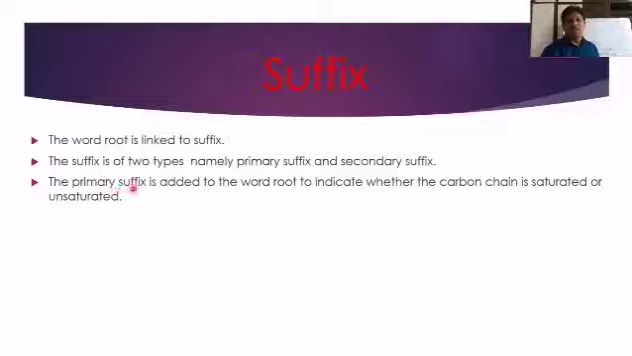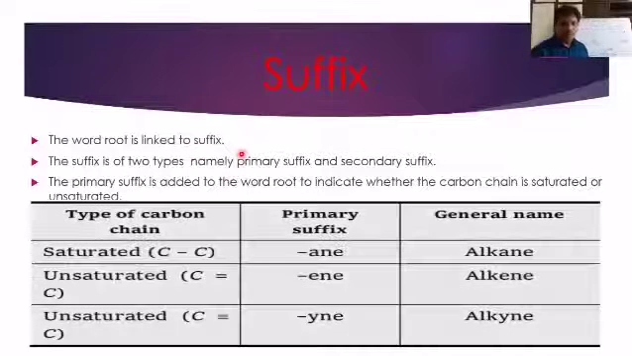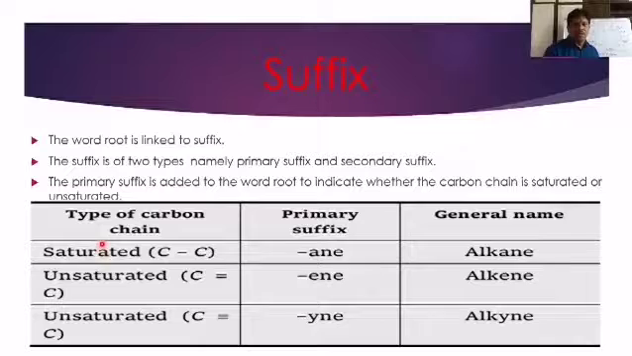Primary suffix. This primary suffix will be of different types. ANE, AN for single bonds between carbon atoms. ENE, EN for double bond between the carbon atoms. YNE, IN for triple bond between carbon atoms. For example, check this example.